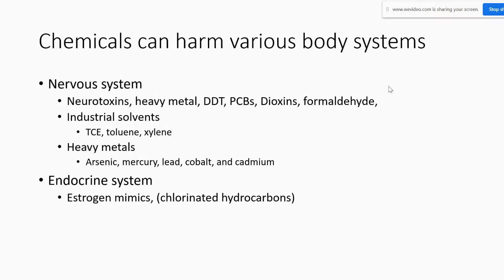Heavy metals, including arsenic, mercury, lead, cobalt, cadmium. Endocrine mimics, which are generally things that mimic estrogen. All human bodies contain estrogen, and we'll talk in more detail about that. Those are often called chlorinated hydrocarbons. One example of that is DDT, which makes DDT a neurotoxin as well as an estrogen mimic.